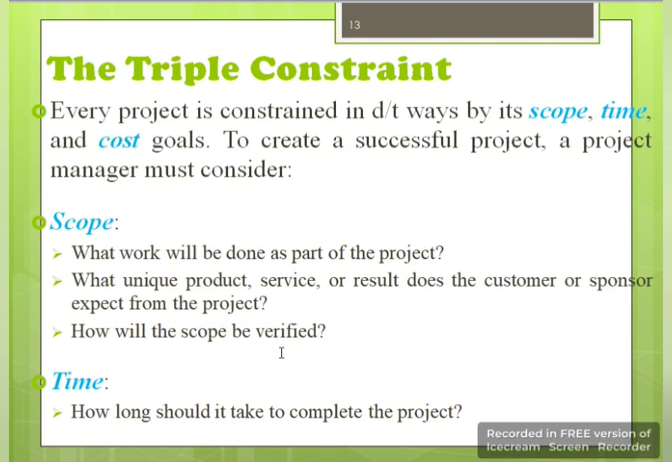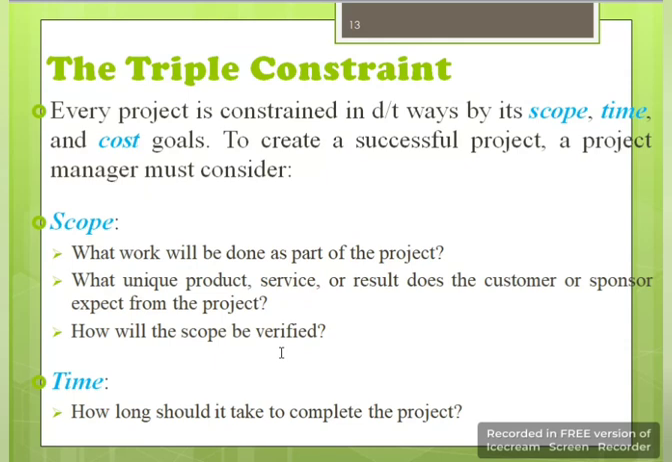What are the triple constraints in project management? Every project is constrained in different ways by its scope, time, and cost goals. To create a successful project, a project manager must consider: 1. Scope. What work will be done as part of the project? What unique product, service, or result does the customer or sponsor expect from the project? How will the scope be verified?